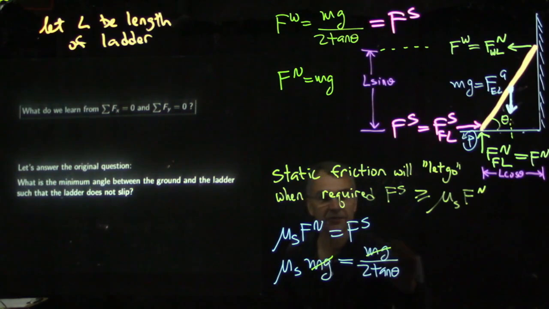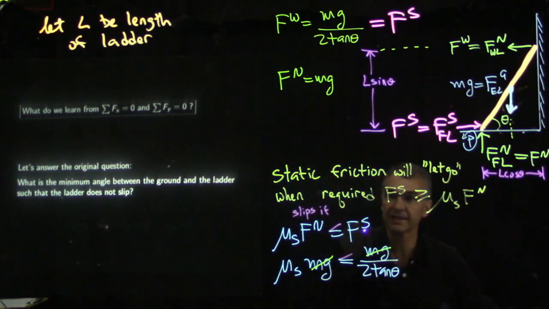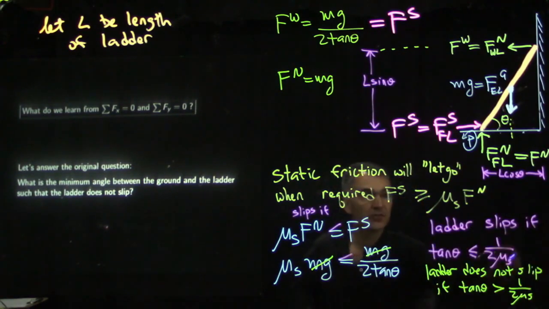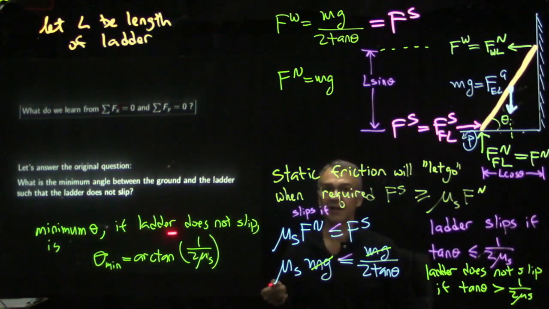The mg cancels. So the ladder slips if F static is bigger than mu static F normal. So the ladder slips if this 1 over 2 tan theta is bigger than mu static. So the ladder slips if tan theta is smaller than 1 over 2 mu static, and does not slip if tan theta is bigger than 1 over 2 mu static. So the minimum angle, if the ladder is to stay up there without slipping, is arctan of 1 over 2 mu static. So we need theta to be bigger than arctan of 1 over 2 mu static.